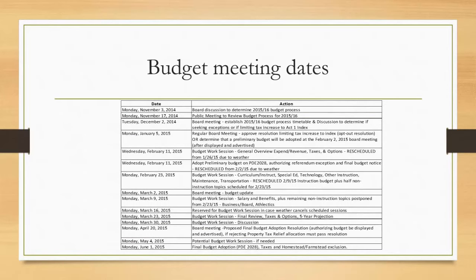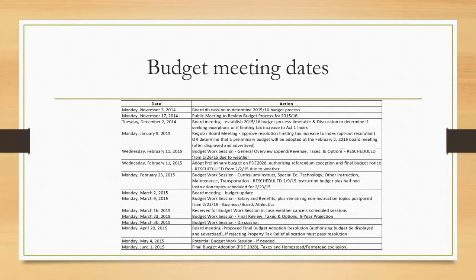This outlines the budget meetings to date. We actually start the budget process way back in the fall of the start of the school year. So the school year starts in September. By November, we're already starting the budget discussions. There was a public meeting held on November 17th to discuss the budget process for the upcoming school year.